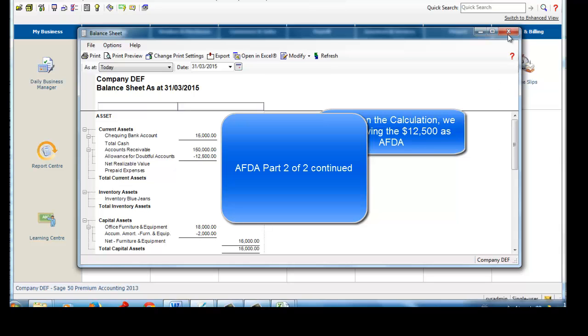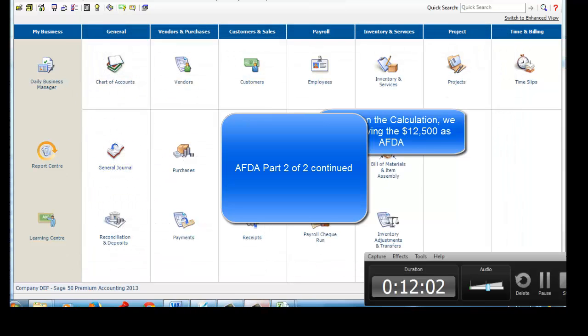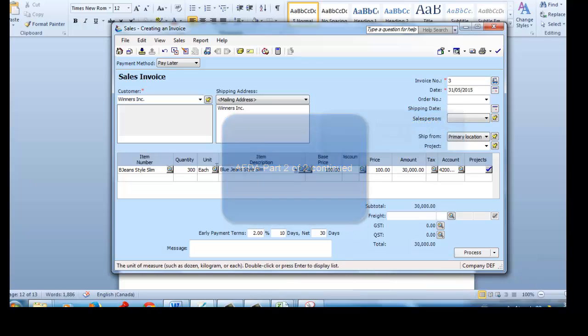Now, on May 31st, we make a sale to Winners Inc. Sold them 300 pairs of jeans for a total amount of $30,000. So we're going to process this transaction.